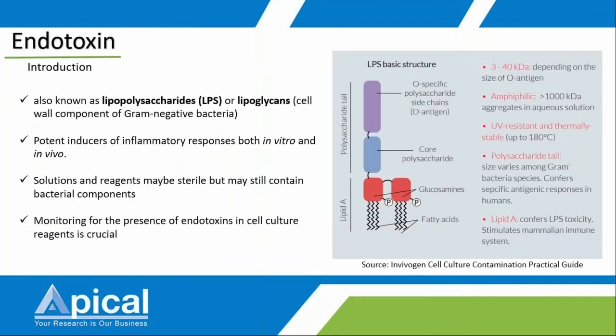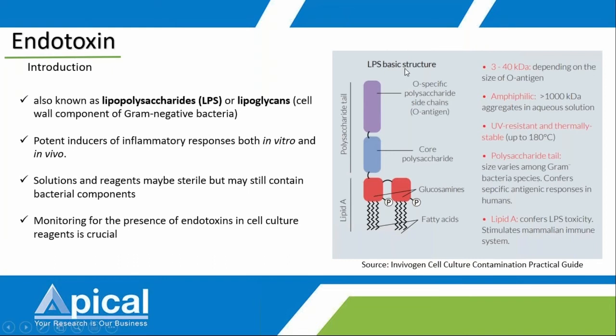Now, so much for what we have seen for mycoplasma and bacteria. Now, endotoxin is also part of the contamination, so we can't leave endotoxin out. Endotoxin, known as polysaccharide or lipoglycan, is basically a cell wall component of gram-negative bacteria. Okay, they are potent inducers of inflammatory response both in vivo and in vitro. Okay, so now if you see lipopolysaccharide, LPS, this is the structure on my right.